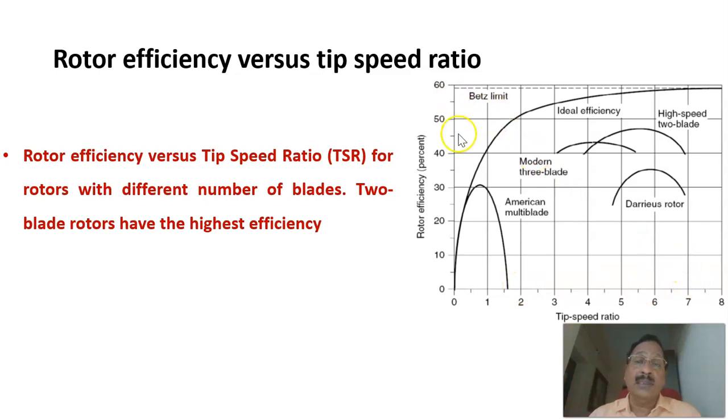This shows a graphical representation of the variation of rotor efficiency with respect to the tip speed ratio for different conditions: two blade cases, the Darrieus rotor, and the modern three blade rotor, like different setups. What is the rotor efficiency? It shows that two blade rotors have the highest efficiency, that is this one.